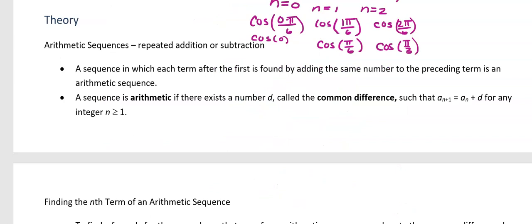Now, there are special kinds of sequences. One of them is called arithmetic sequences, and this is when you're dealing with repeated addition or subtraction. A sequence in which each term after the first term is found by adding the same number to the preceding term is called an arithmetic sequence. A sequence is arithmetic if there exists a number d, called the common difference, such that to get to your next value, a sub n plus 1, you take the prior value and add that common difference, for any integer n greater than or equal to 1.